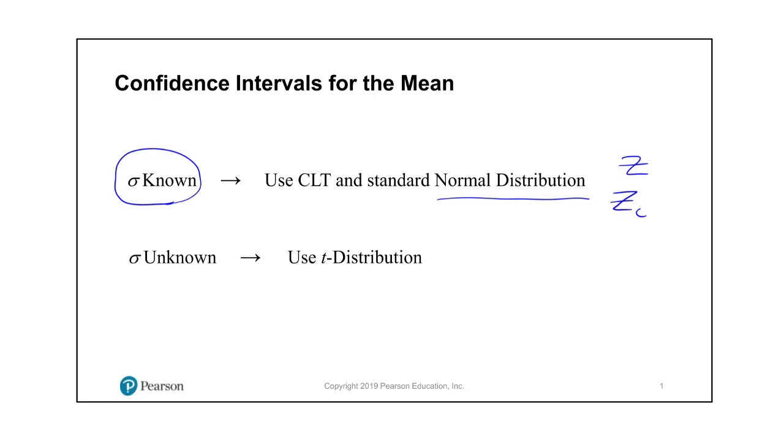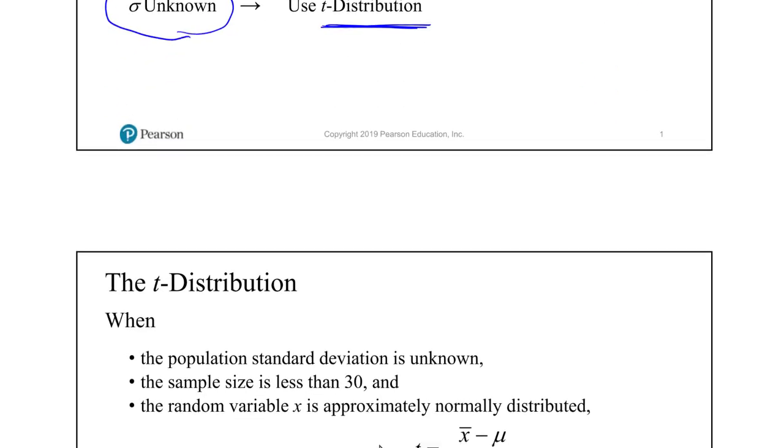So a good question is, what do we do if we don't know sigma, which is often the case? We don't know the population standard deviation, and we have to use something else. So in the case where sigma is unknown, we have to use a different distribution. We're going to use the t distribution. So let's take a look at what that would mean.